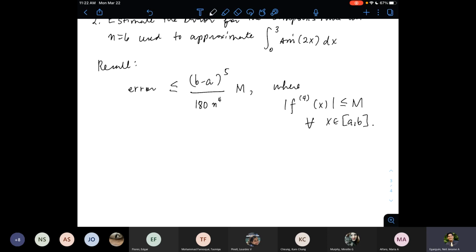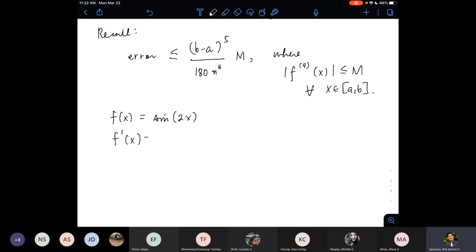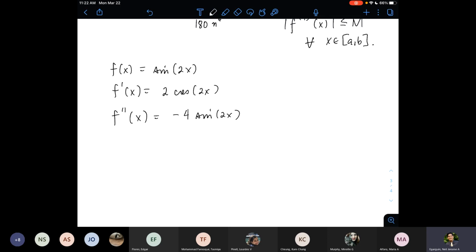Now m is a bound for the fourth derivative, so we need to compute the fourth derivative. If you look at your function, f of x is equal to sine 2x, your integrand, all right? The first derivative is 2 cosine 2x. Second derivative is negative 4 sine 2x. Don't forget that we are applying the chain rule here. Third derivative is negative 8 cosine 2x.